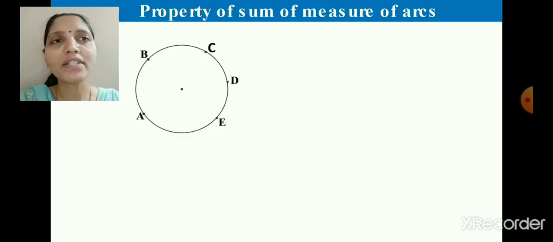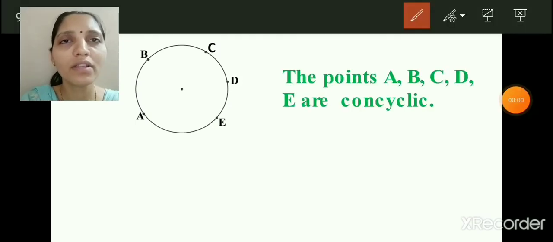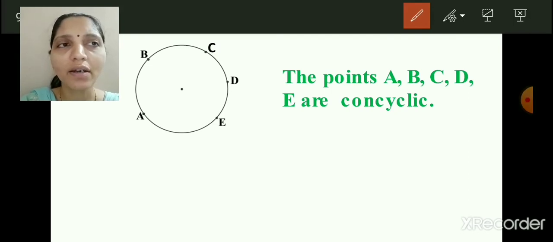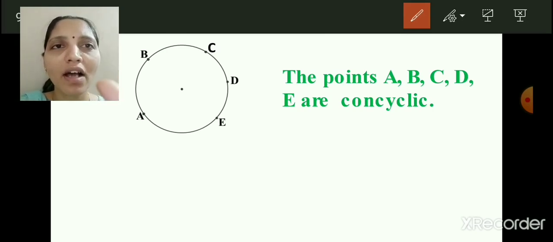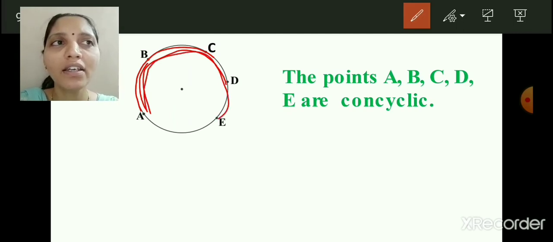Now let's see some properties of sum of measure of arcs. In this figure, the points A, B, C, D, E are concyclic, meaning they are on the same circle. So we can draw many arcs here: arc AB, arc ABC, arc ABD, arc ADE. We can also draw arc BC, arc BDE.